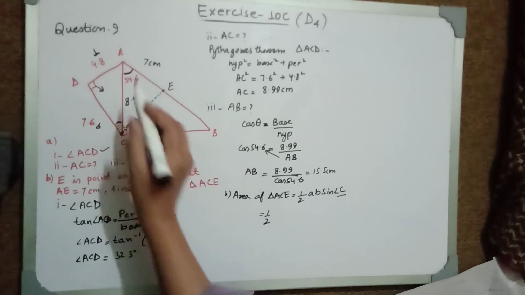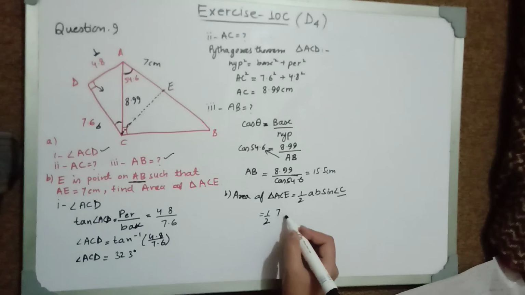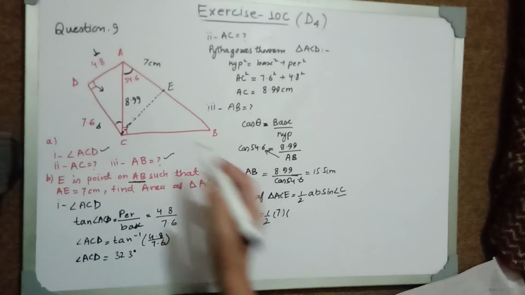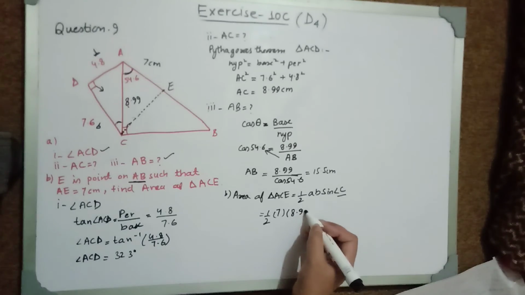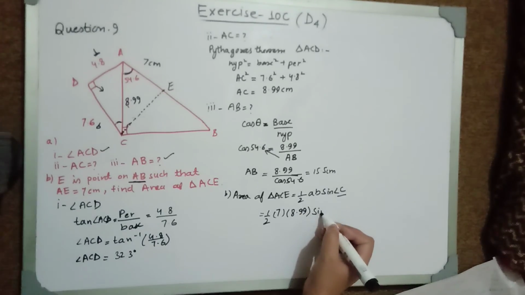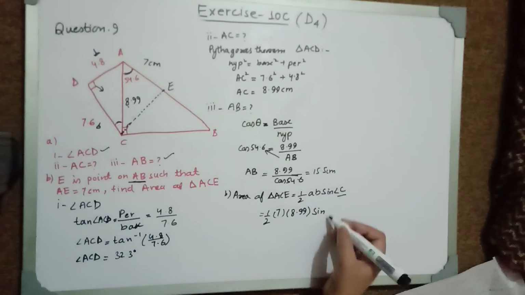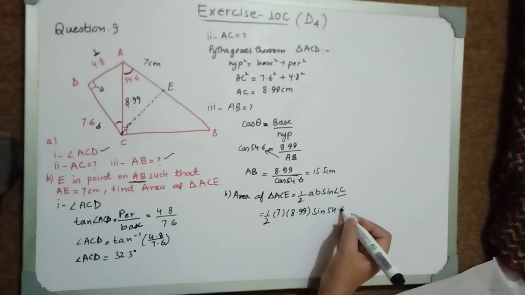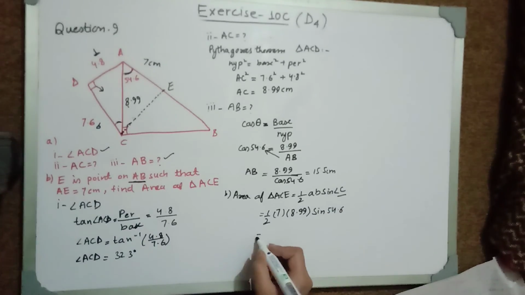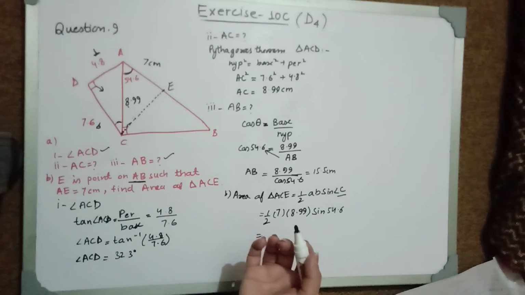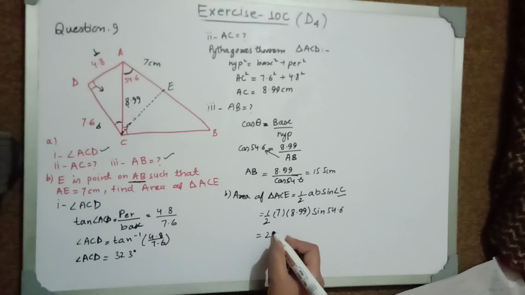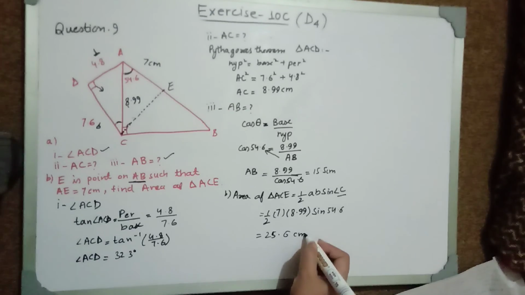Half, one side is 7 centimeters, so I'm going to write it here. This other one, AC, is 8.99, into sine of angle 54.6. And on solving this, simplifying, you will get 25.6 centimeters square. So that's all we need to find for this question. Thank you.